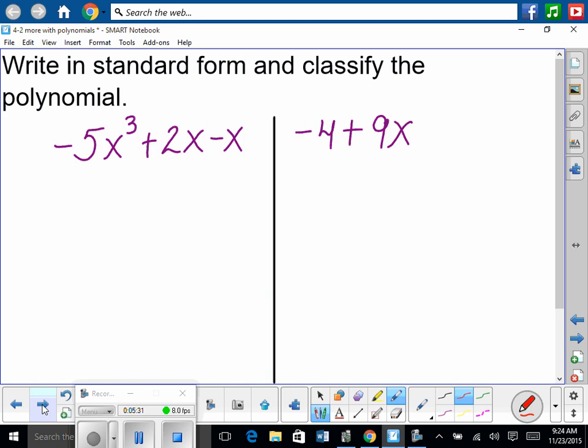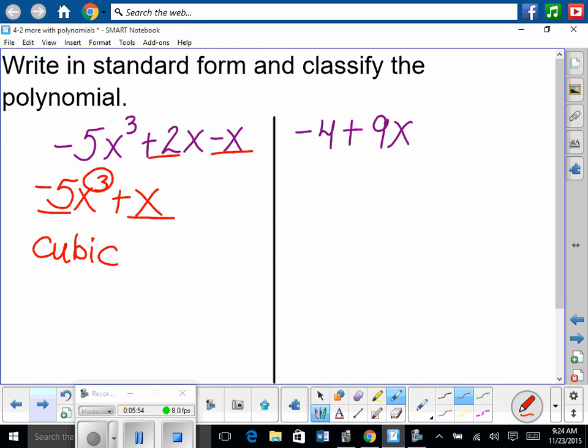Negative 5x cubed plus 2x minus x. The first important thing, and they will do this to trick you. They'll make sure that they do something that you have to simplify first. So we need to put it in standard form. Negative 5x cubed, and then 2x minus 1x is plus 1x, right? All right, let's name it. It's a cubic binomial, 2 terms. Questions?